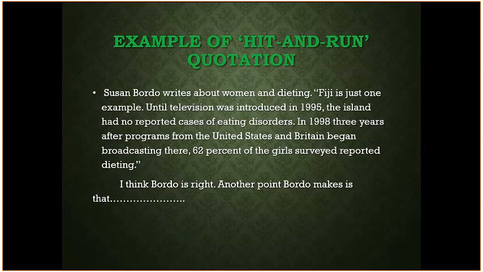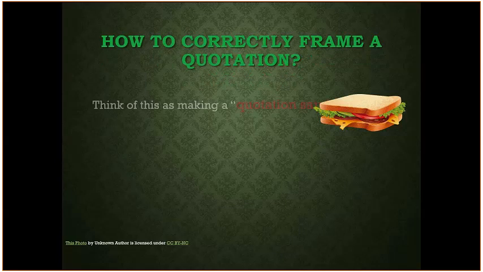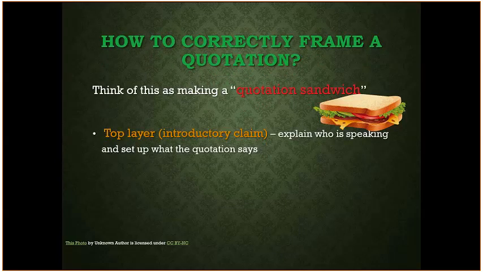Yes, this is an example of a hit and run quotation, right? Since this writer fails to introduce the quotation adequately or explain why he finds it worth quoting, readers will have a hard time reconstructing what Bordo argues. He simply abandoned the quotation in his haste to zoom on to another point. So this is one example of a hit and run quotation. And next, how to correctly frame a quotation.